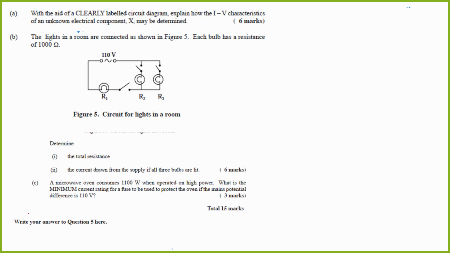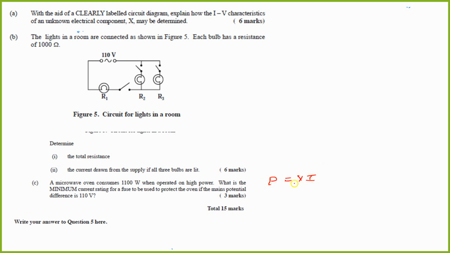Hmm? Do you have a proposal of how we might answer this question? Proceed, sir. Yes, I see, yeah. Would it be P equals IV? Could use that formula, then transpose it for I.